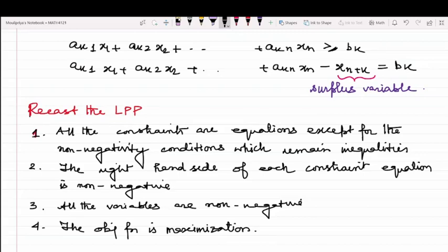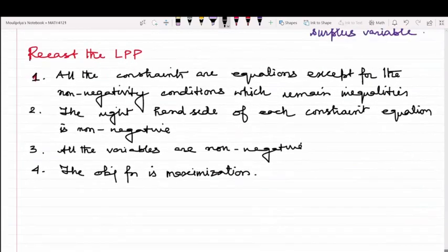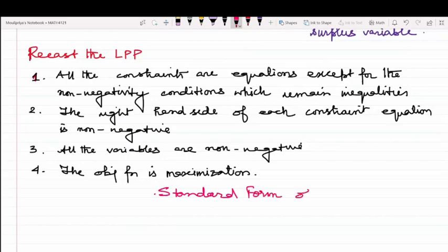Okay, so this is what is about recasting a linear programming problem. And once the linear programming problem is recast in this manner, what we get is said to be the standard form of an LPP.